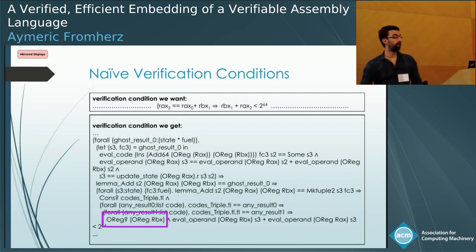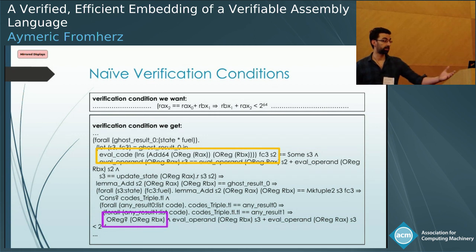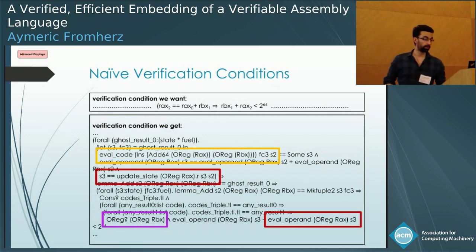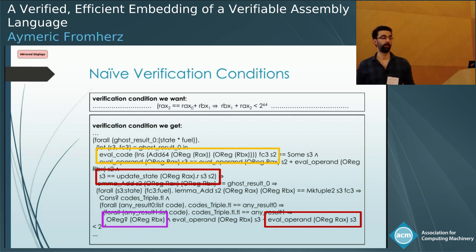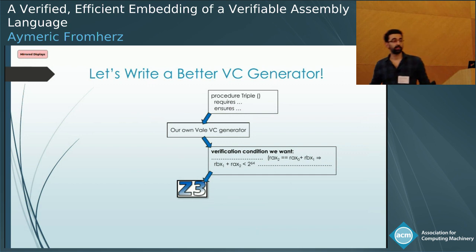For instance, here, it ensures that the RBX register is a valid operand, meaning here that it's actually a register, and this is trivially true. And additionally, we have a lot of details of the embedding that are creeping into the verification conditions. So for instance, here, this eval code function, and more annoying, these register lookups that will then be encoded in Z3 as costly map select and update operations. So this gives a big request to Z3, and that will then slow down the verification and make it less tractable.